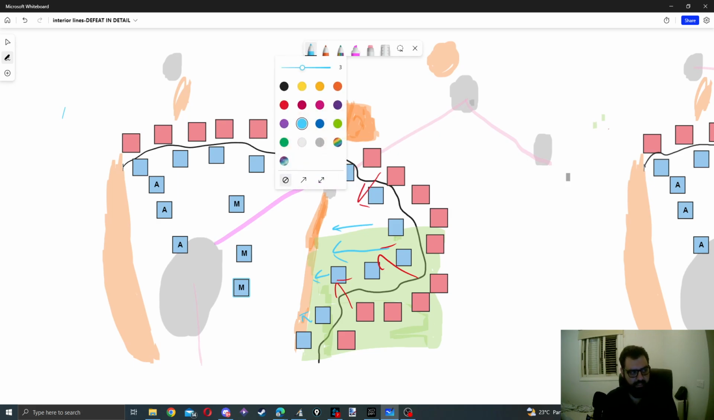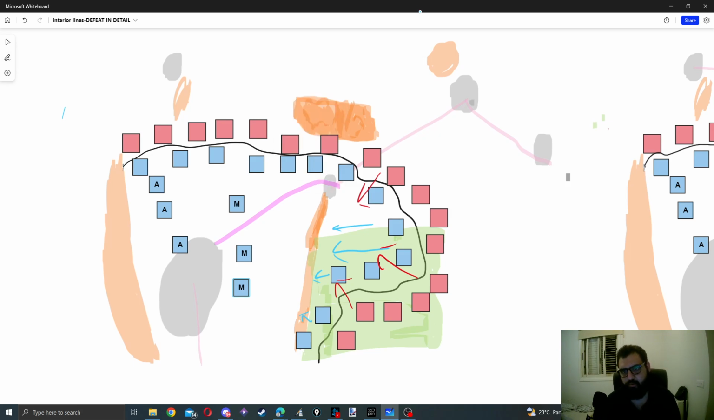And the great thing about interior lines is that you can supply your troops faster, it's much easier to organize, it's much easier to spread out your firepower and concentrate since you are in a smaller formation compared to the enemy, and how interior lines in many cases really match with defeat in detail. So this is going to show in this video.